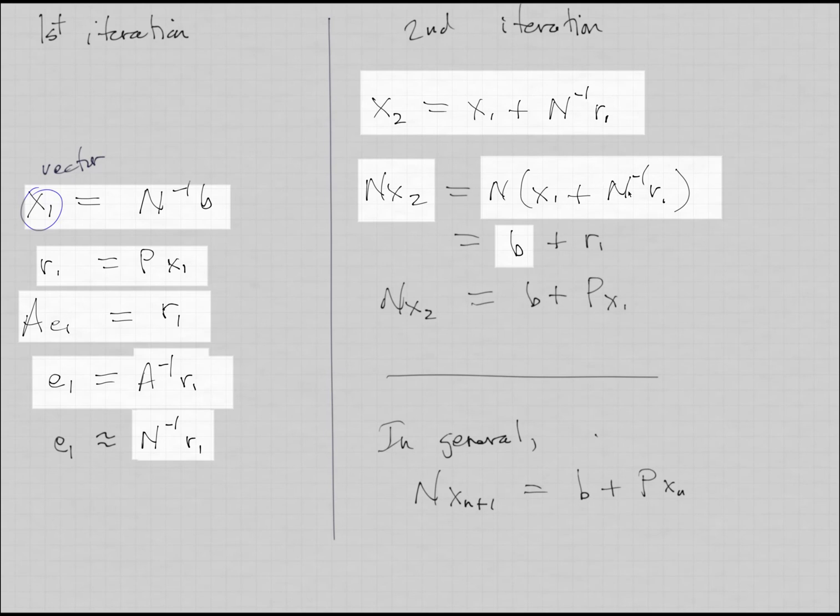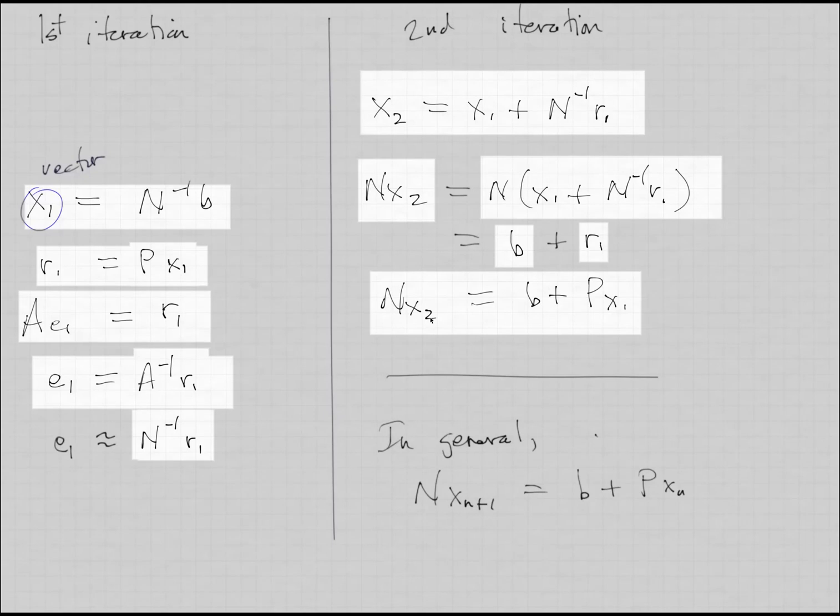If I multiply N times A inverse, it cancels, and that just leaves an R1 as the second term. R1, you'll recall, was just P times x1. So what we get is this relationship between x1 and x2: N times x2 is equal to b plus P times x1. And so, in fact, this would be a much faster way of doing the iteration. We don't even worry about the residuals. Just take b, add P times the previous estimate, and then solve for x2 using N, which remember is the LU decomposition.